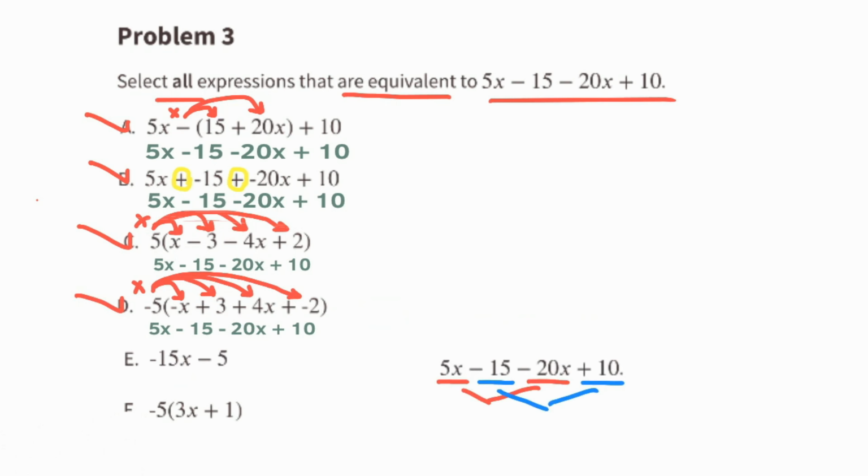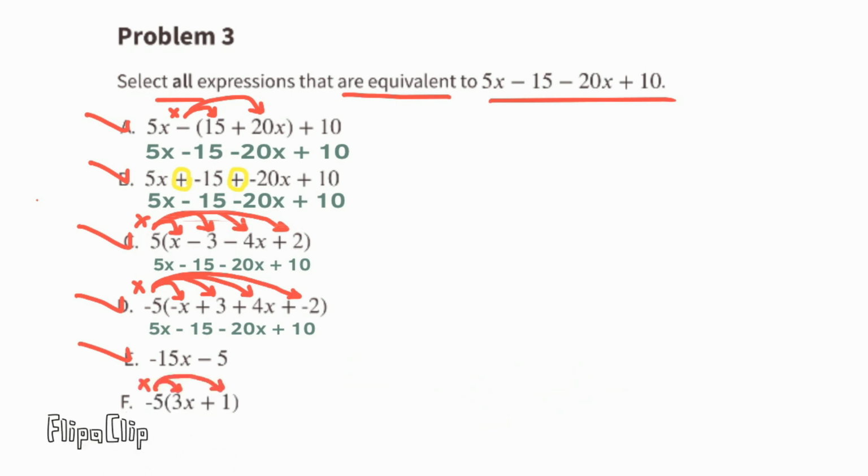E. Let's combine like terms of the original expression and see what we get. 5x minus 20x, that's negative 15x. And negative 15 plus 10. That's the same as 10 minus 15, which is negative 5. This expression is equivalent to negative 15x minus 5. So this expression is equivalent to the original expression.